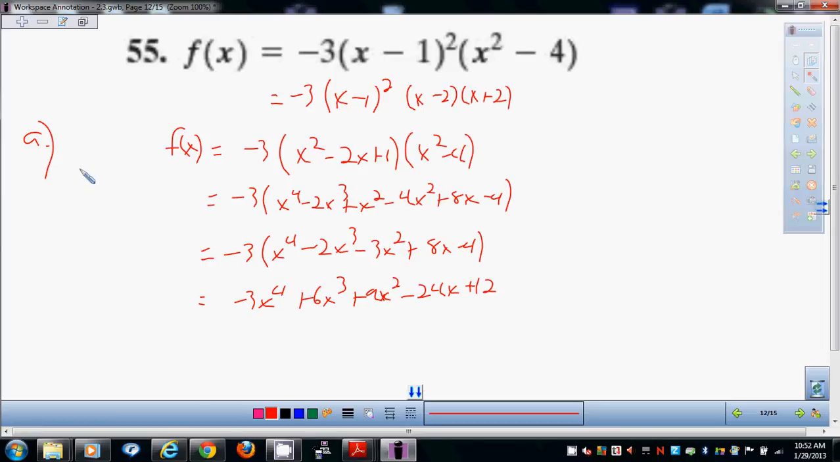Roots. We'll come all the way back up here for my roots. The second one. What are my roots going to be? 1, 1, 2, -2. Two 1s because it's squared. +2, -2. What's my y-intercept? Very good. 12, the number at the end. Is it all even or all odd? No, it is neither. Most of them will probably be neither. So we're just ready to graph it. Anybody else?